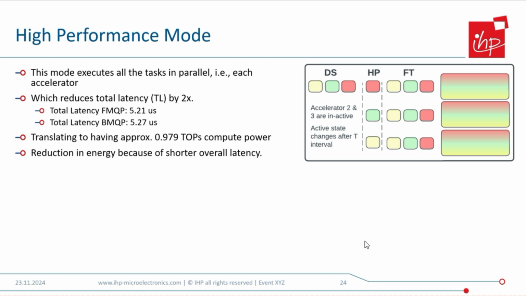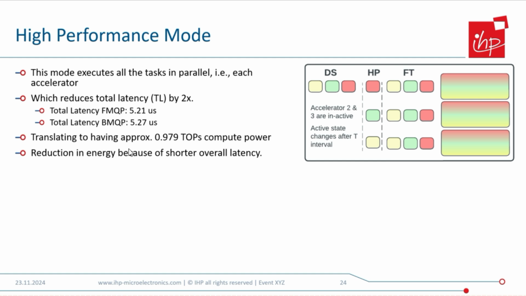Now let's talk about high performance mode. As we said, in high performance mode, all three tasks are executed on three accelerators in a parallel fashion, right? Which leads to a reduction in the overall latency by 2x, which is 5.21 microseconds per sample. And if you use just one, it will be around 15.63 microseconds. But when you're parallelizing it, you can get the task done in 5.21 microseconds.